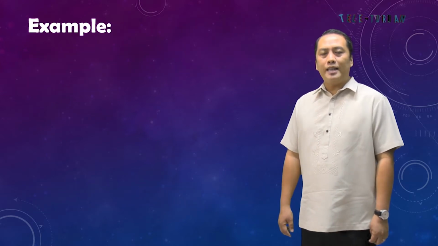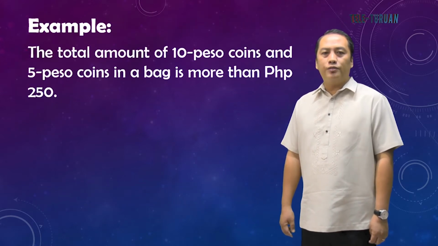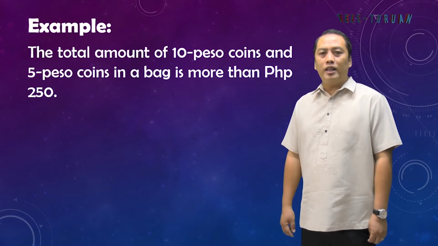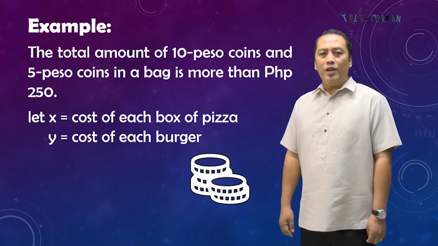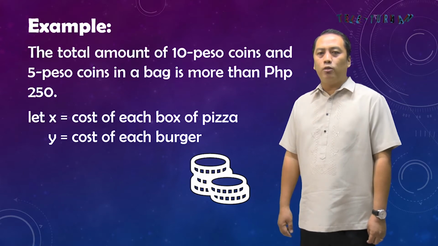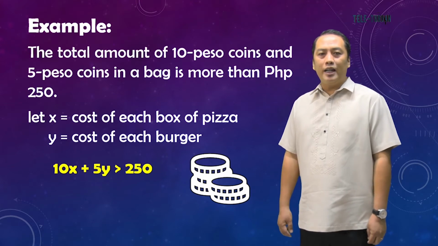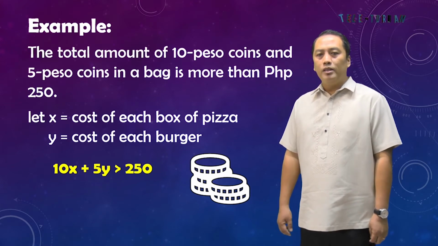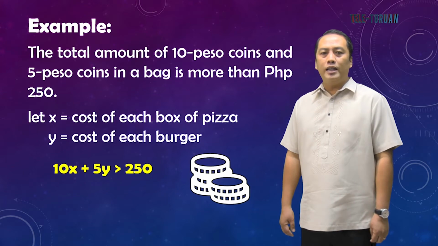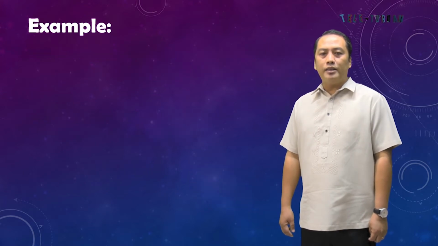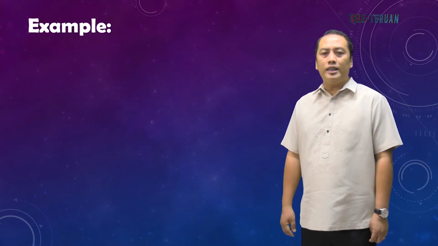Let us look at an example. The total amount of 10 peso coins and 5 peso coins in a bag is more than 250 pesos. If we let x be the number of 10 peso coins and y be the number of 5 peso coins, we can translate this statement to an inequality in two variables, which is 10x plus 5y is greater than 250. Take note of the keyword "is more than." That is the clue that the statement translates into an inequality.